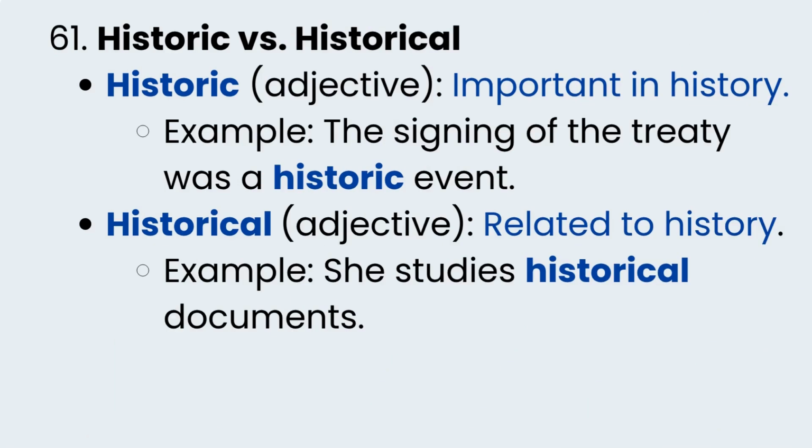61. Historic versus historical. Historic, adjective: important in history. Example: the signing of the treaty was a historic event. Historical, adjective: related to history. Example: she studies historical documents.